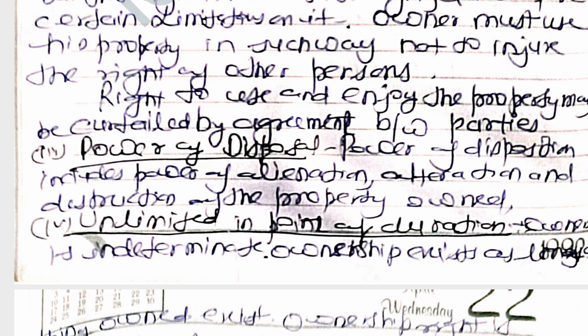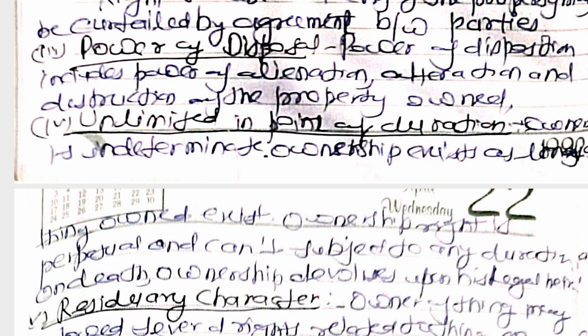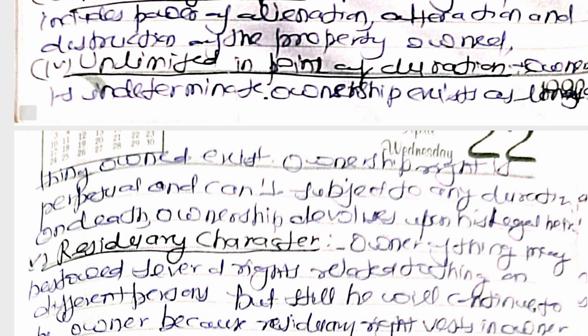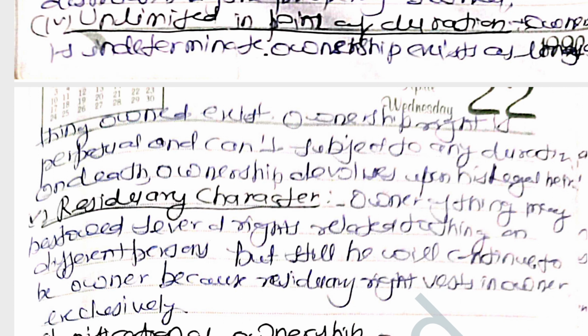And the third characteristic of ownership is the power to dispose of. The power of disposition includes the power of alienation, alteration, and destruction of the property owned. Ownership is unlimited in the point of duration. Ownership is indeterminate and exists for as long as the thing owned exists. An ownership right can be perpetual and cannot be subject to duration. And on the death of the owner, ownership devolves upon his legal heirs as given by the law.